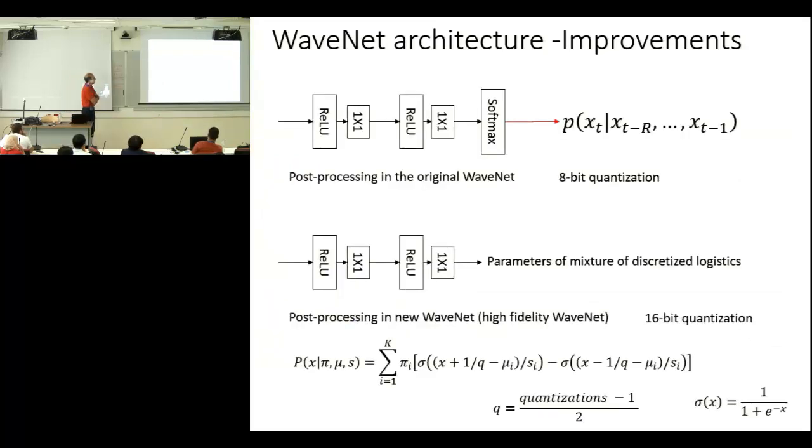Some other improvements are the following. This appeared in the paper of parallel wavenet. The original wavenet produces a categorical distribution with a softmax.